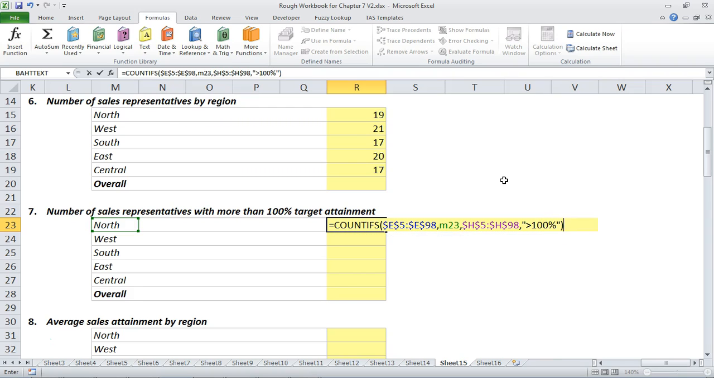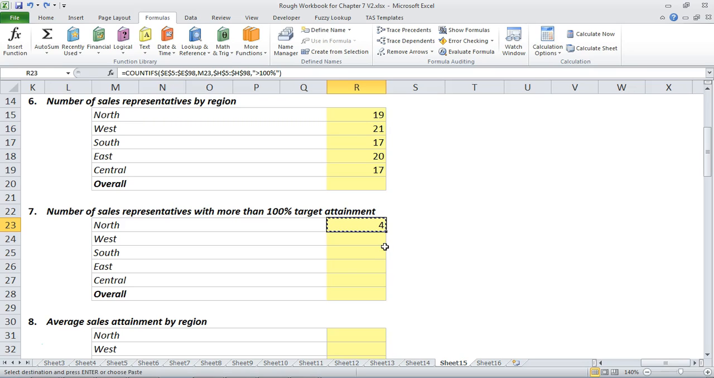Once again, let's pause and look at this formula. We have entered equal to COUNTIFS followed by the first criteria range, which is the range containing the region names, followed by the first criteria. Next is the second criteria range, which is the range containing all the target attainments. And finally, we have the second criteria, which is greater than 100%. If you press enter, you get the output as 4. This means that there are 4 representatives in the north region who have a target attainment of over 100%.